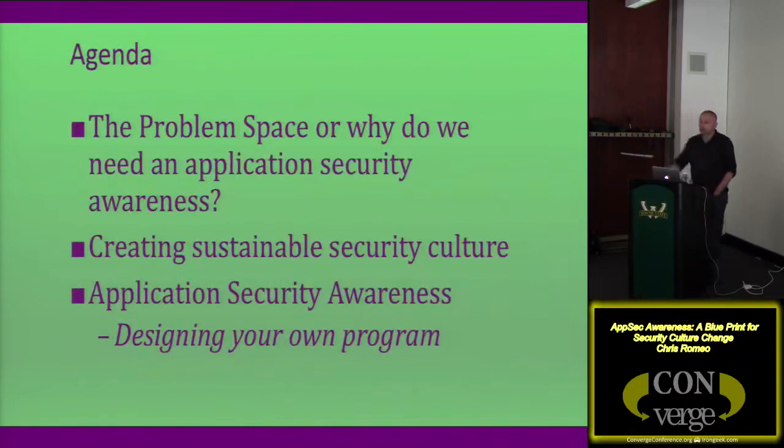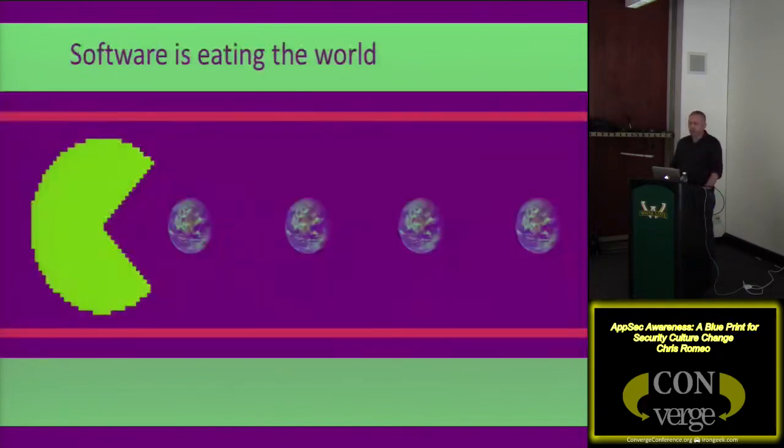So this is the agenda of what I want to do in our about 40 minutes of time here. First thing I want to do is explain what I think of as the problem space, or why you need this thing that I call application security awareness. What are the reasons behind it, and why would it be something you'd want to consider in your organization? And then I'm going to talk a little bit about what I call sustainable security culture, and some things that you can do to change the security culture from an AppSec perspective, InfoSec, anywhere within security. We all have a security culture. And then I'll talk about how you can build one of these programs yourself, using some principles and things that I've learned over time.